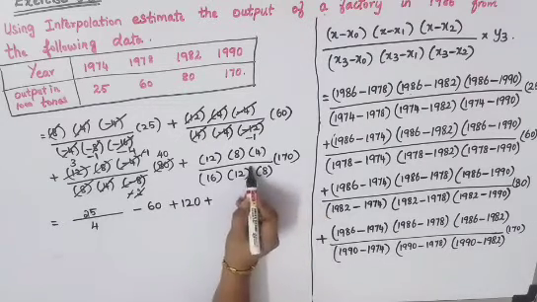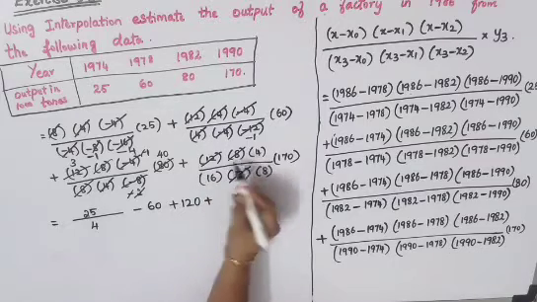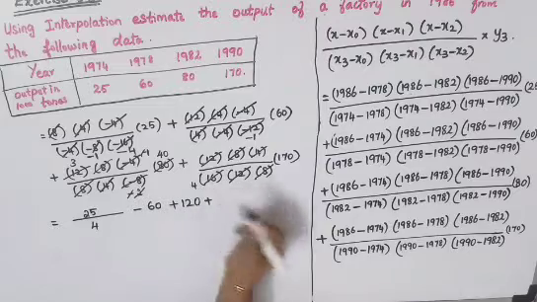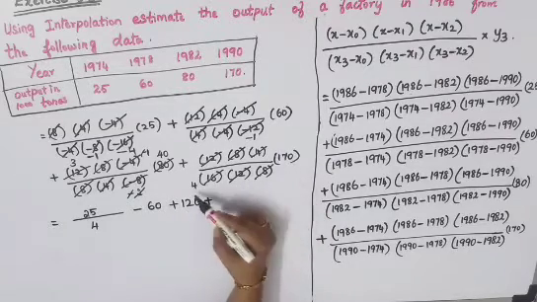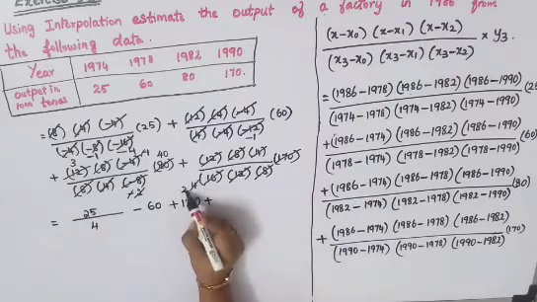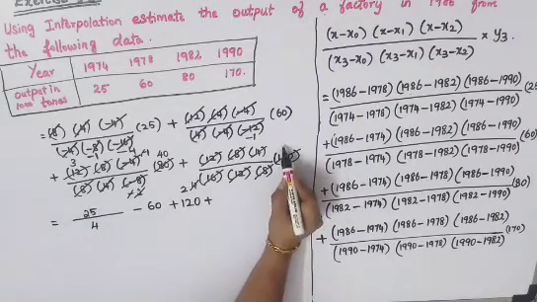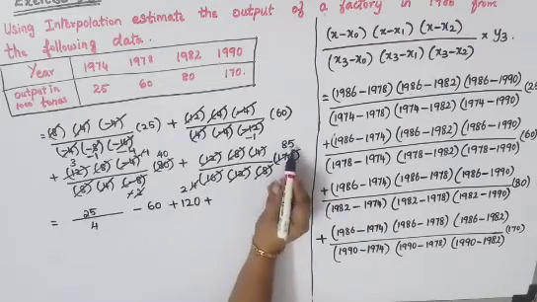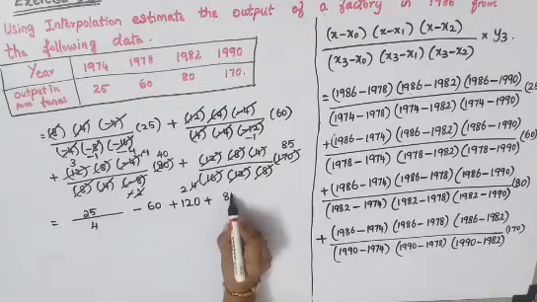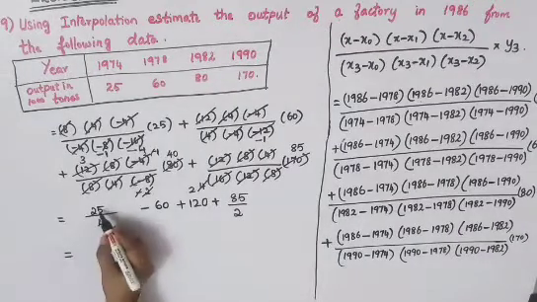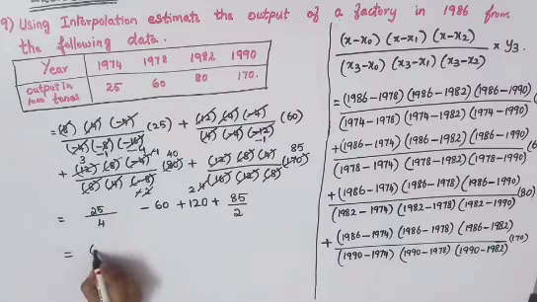Plus, again 12 and 12 will go. 8 and 8 will go. 4 and 16 will get 4 times here. Then you won't be able to cancel 170 and 4. If you want, you can cancel by the 2 table. Here it is twice. And here it will be 85 times. So the left out will be only 85 in the numerator, and here you have got 2. So 85 divided by 2, equal to 25 by 4. You can use your calculator, you will get it as 6.25.